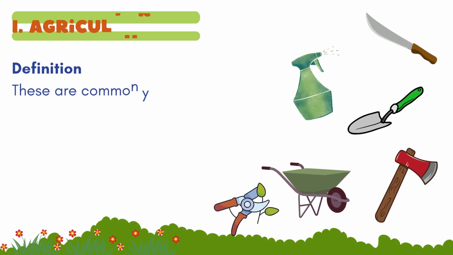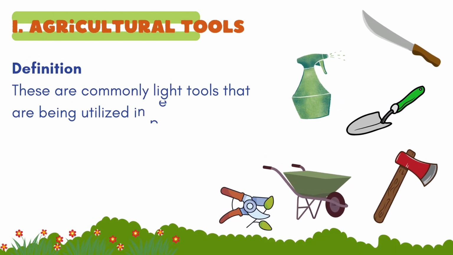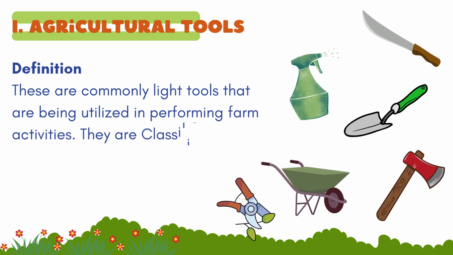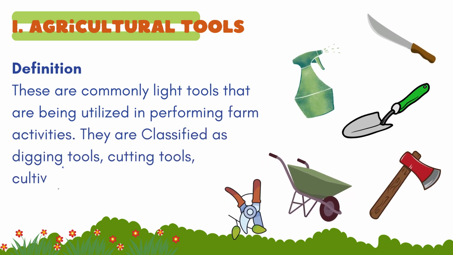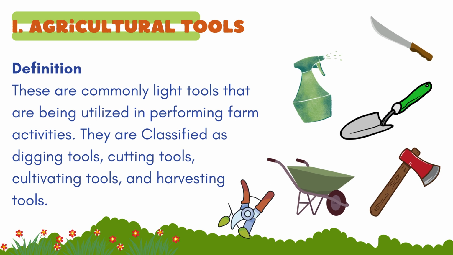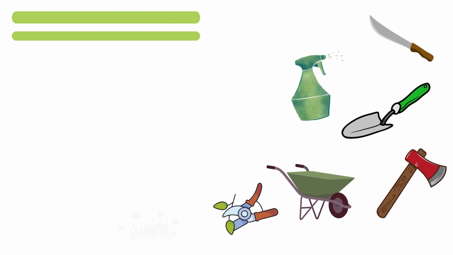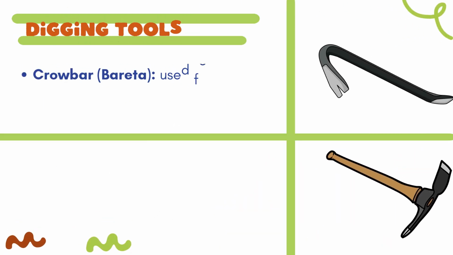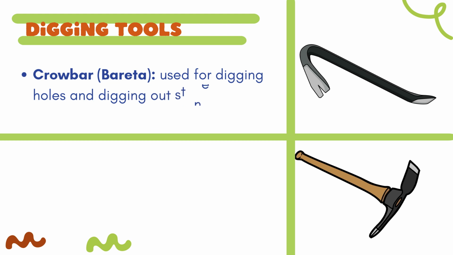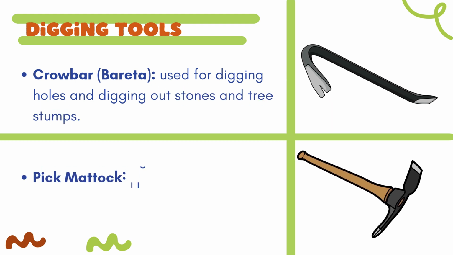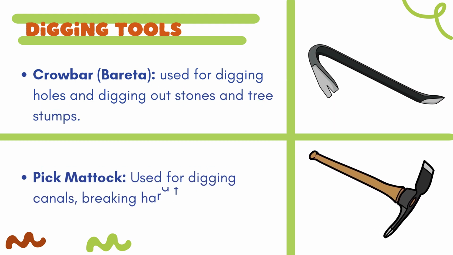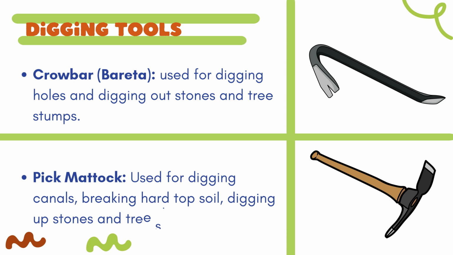Agricultural tools. These are commonly light tools that are being utilized in performing farm activities. They are classified as digging tools, cutting tools, cultivating tools, and harvesting tools. Digging tools. Crowbar, barreta, used for digging holes and digging out stones and tree stumps. Pick mattock, used for digging canals, breaking hard topsoil, digging up stones and tree stumps.